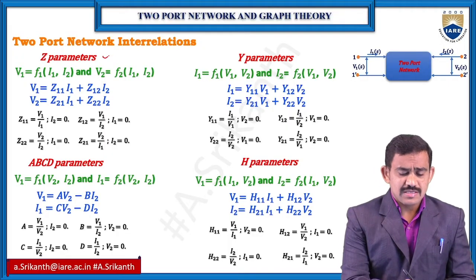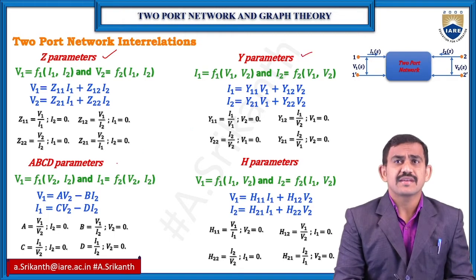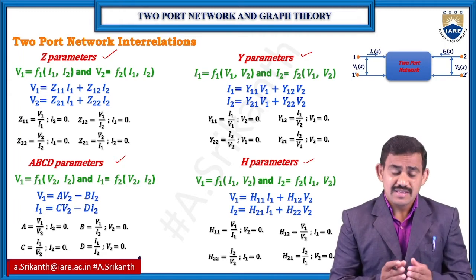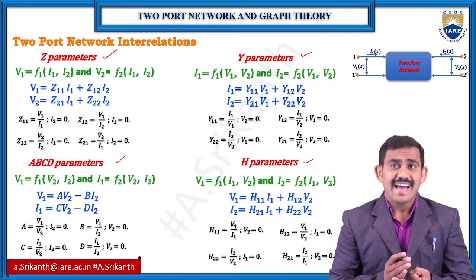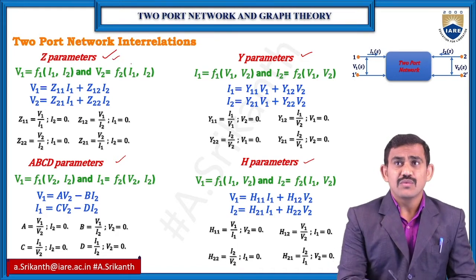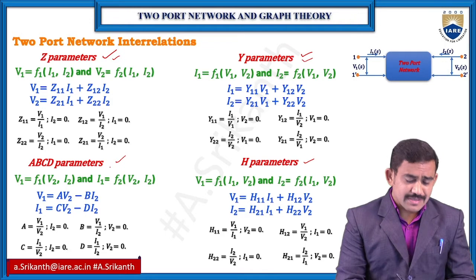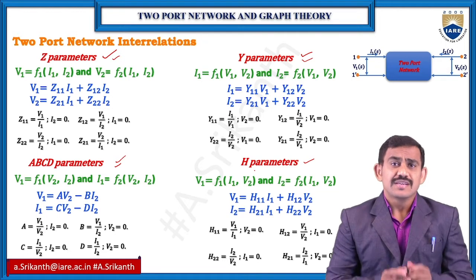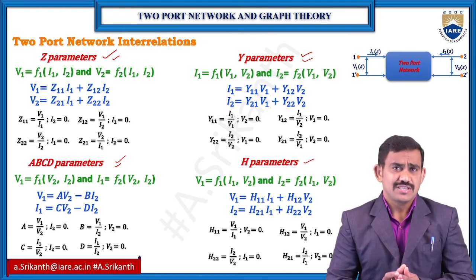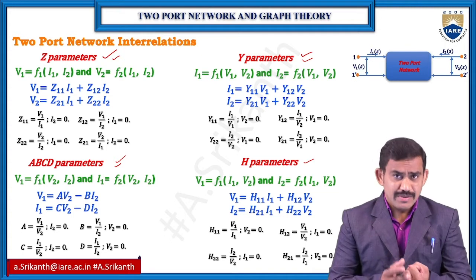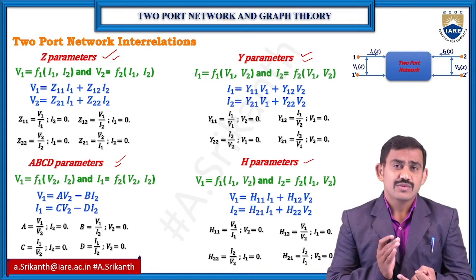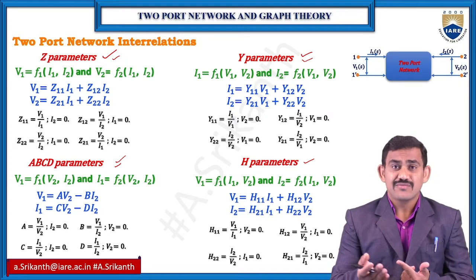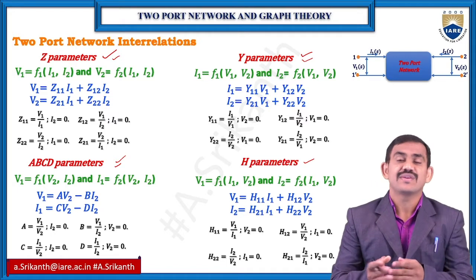So Z parameters, Y parameters, ABCD parameters, as well as H parameters. We have in two-port network 4 parameters: Z, Y, ABCD, and H parameters. Z parameters are impedance parameters, Y parameters are admittance parameters, ABCD parameters are transmission line parameters, and H parameters are hybrid parameters. Okay. Now for each parameter we have some equations. So I can find impedance values in a two-port network, and we can find admittance values as well as gain values, reverse transformation and forward transformation. You can find each different value.